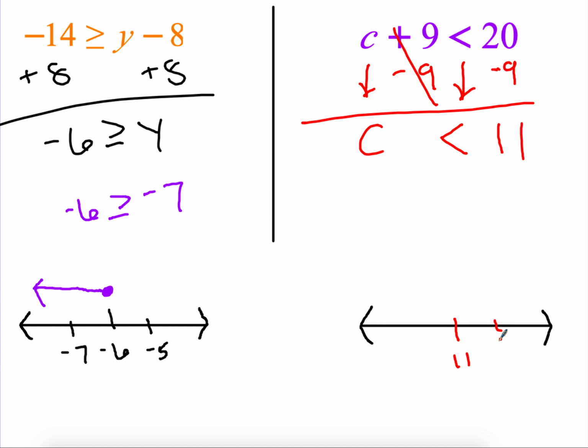So now when I graph it, I got 11, 12, I'll even do 13. To the left of it would be 10, 9. I got to ask myself, open or closed circle? Because there's no or equal to symbol, it is an open circle above the 11. Because C is less than, my variable is all the values that are smaller than 11.